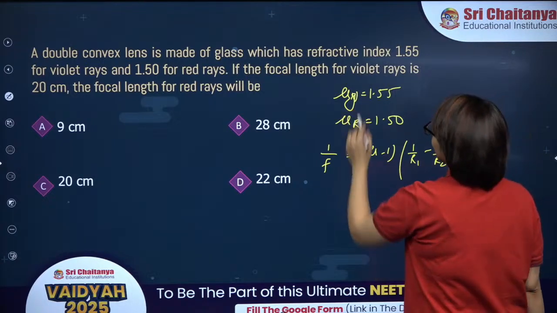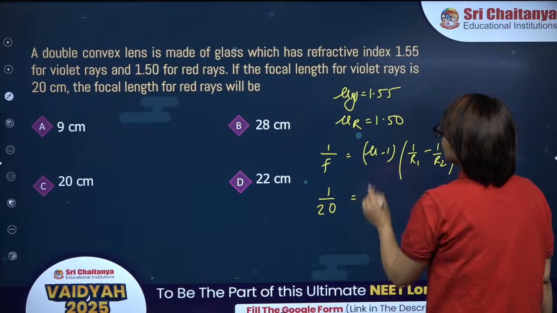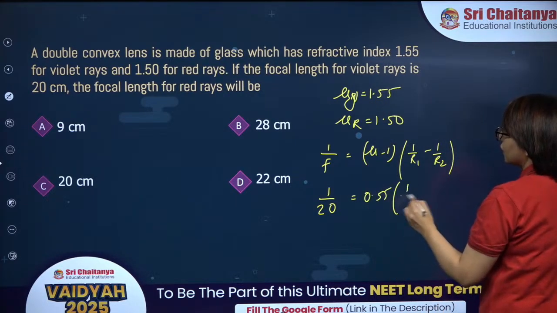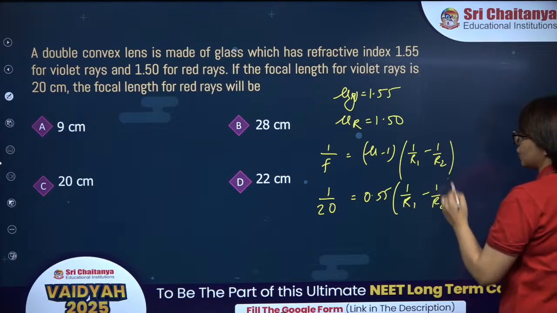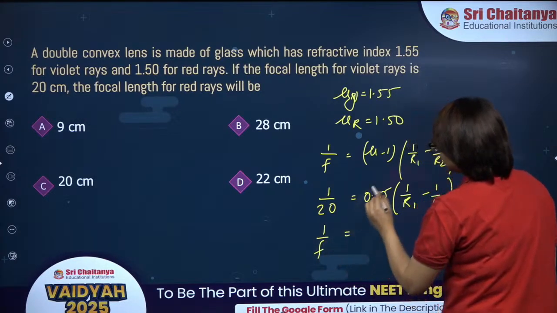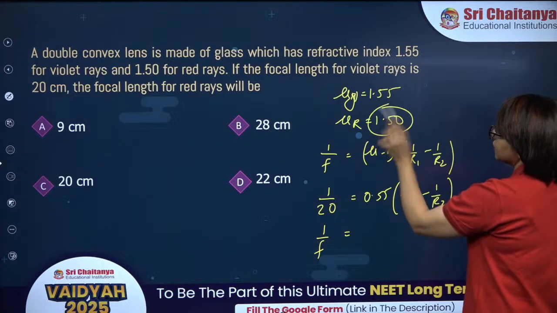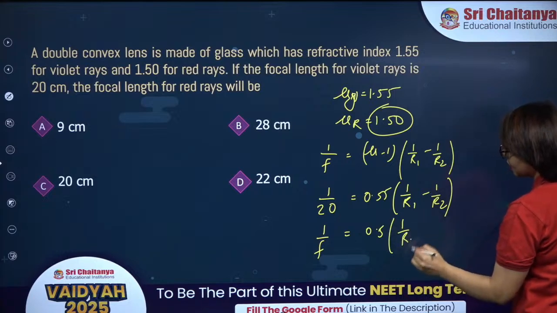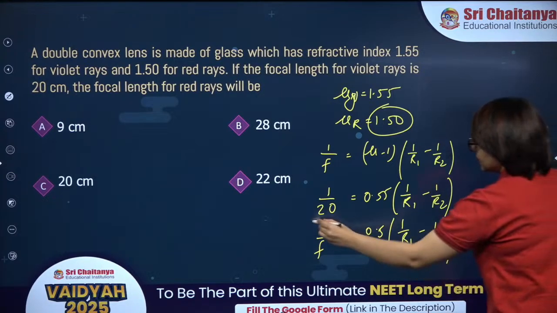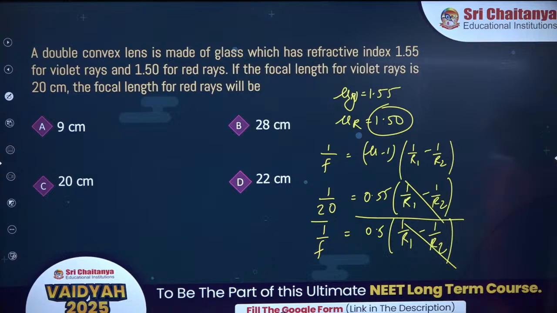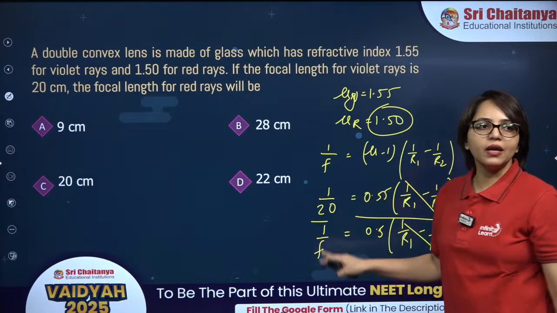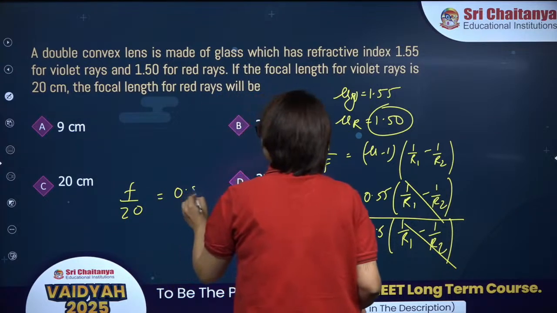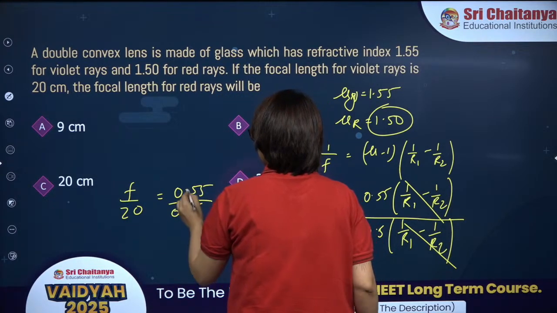So focal length for violet is 20, mu for violet is 1.55, minus 1 is 0.55 into 1 upon R1 minus 1 upon R2. 1 upon focal length for red is equal to mu minus 1. So mu for red is 1.50, 1.50 minus 1 is 0.5 into 1 upon R1 minus 1 upon R2. Just divide. 1 upon R1 minus 1 upon R2 cancel. So 1 by 20 divided by 1 by F will be F upon 20. And it should be 0.55 divided by 0.5.